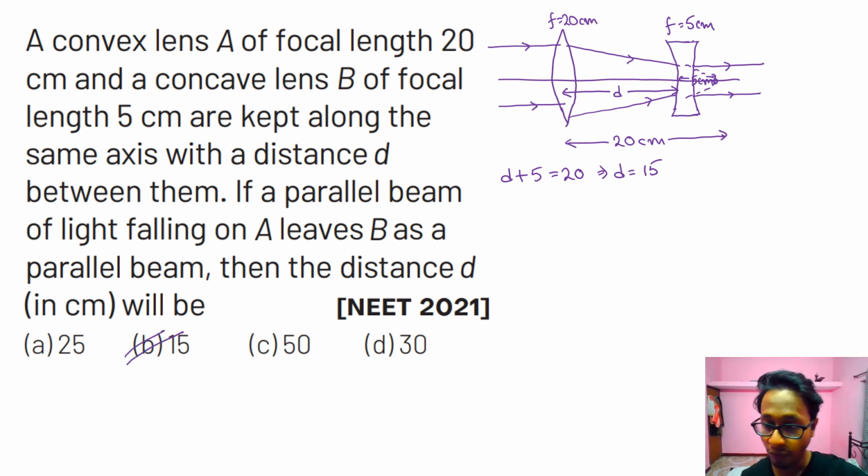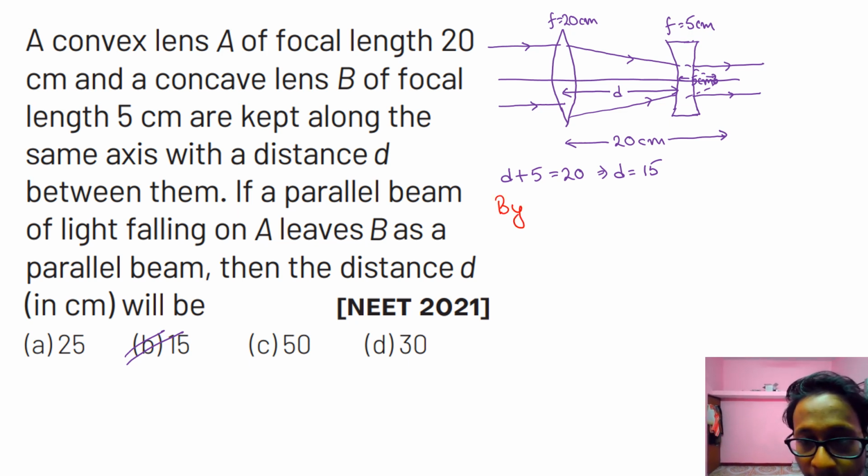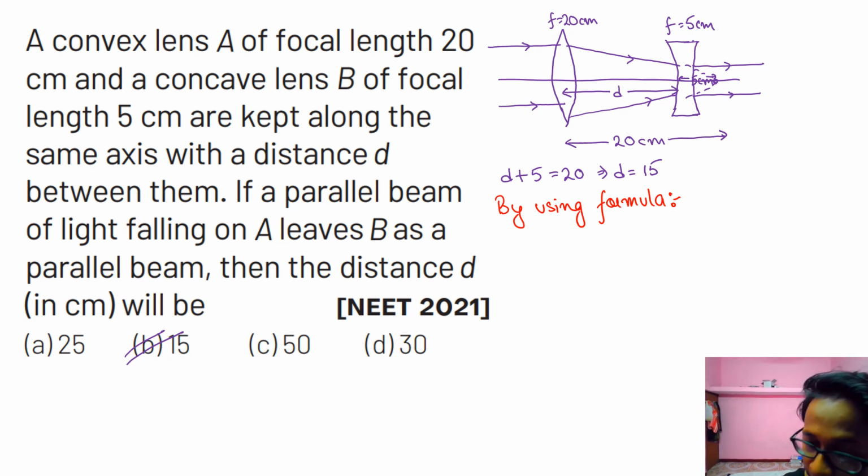Now there is one more way to solve this question, and the way is through formulas. So I'm solving the same question through formula. Whenever you see a question, the best method is to solve logically by using a diagram, or using logic. But once in a while, you must also know the formula method. By formula method, the main concept is the image from lens 1 will act as an object for lens 2.